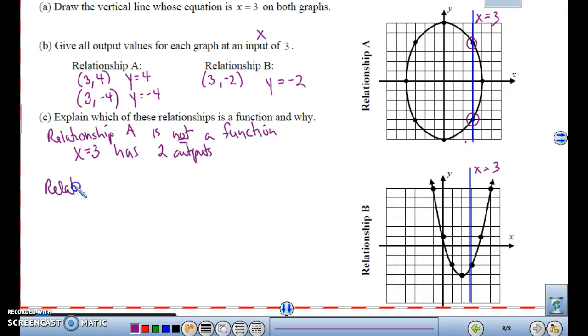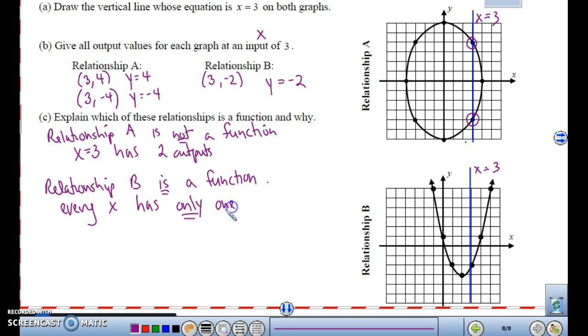Relationship B is a function. If we look at this graph right here, and I pick any x value on this graph, there is only one output. Every x has only one y, no matter what it is.